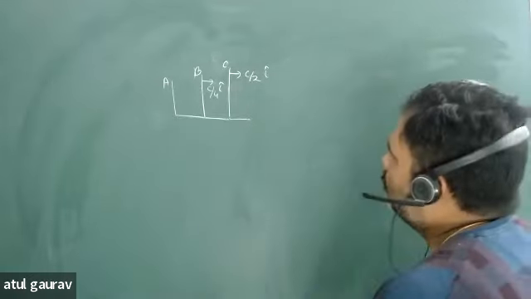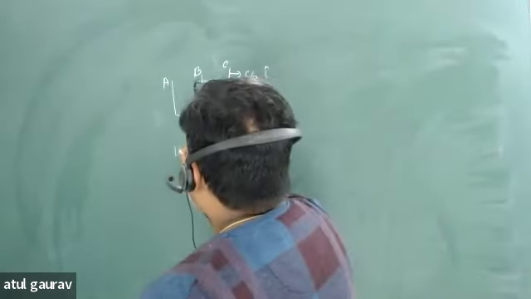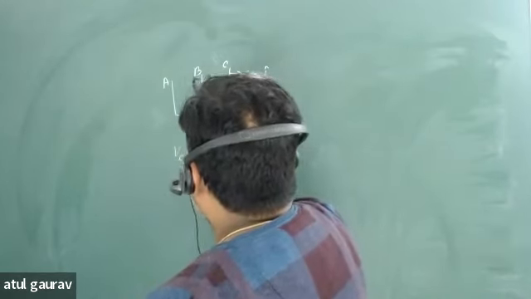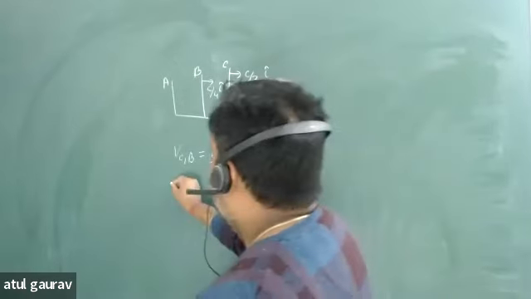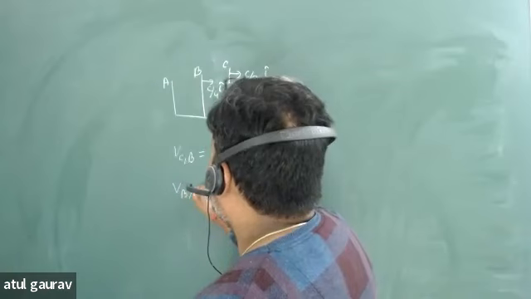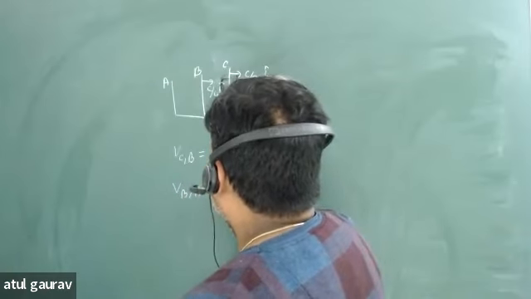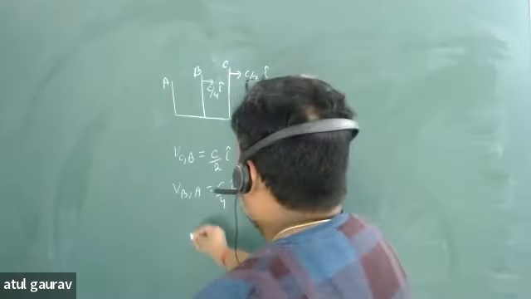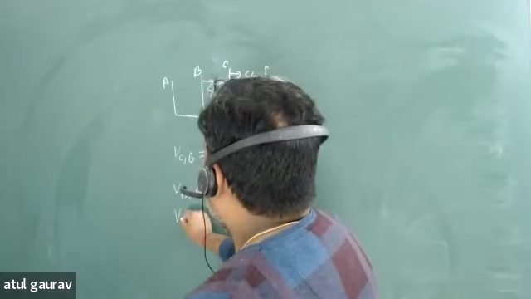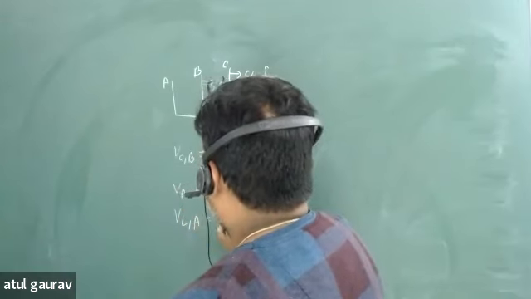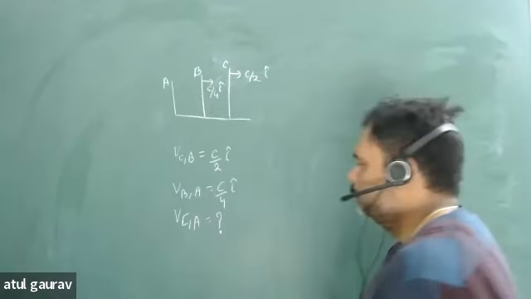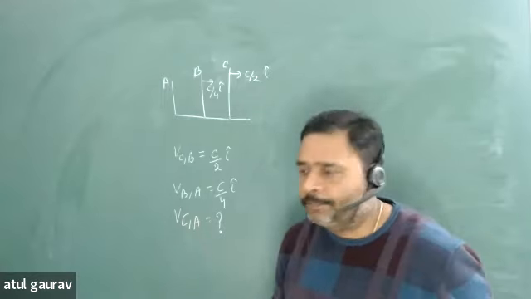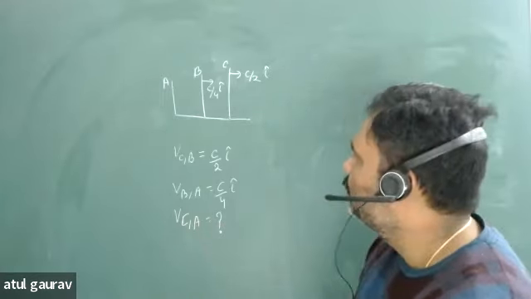Everyone is comfortable? So what is given? Velocity of C with respect to B is c by 2 in I cap direction. Velocity of B with respect to A is c by 4 in I cap direction. My question is that find the velocity of C with respect to A. हमें क्या निकालना है? What is the velocity of C with respect to A? So everyone is comfortable? Yes?